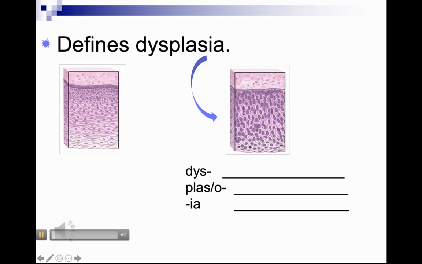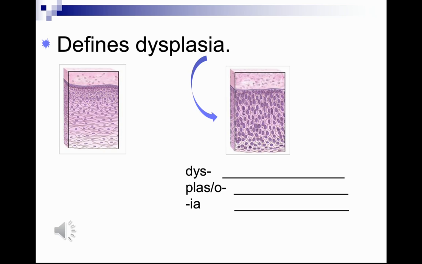A lot of people are frightened when they hear the word dysplasia. Dysplasia is not malignant. DYS means abnormal. Plaso is a volume of tissue. And IA is condition of. So dysplasia is a condition of abnormal volume of tissue.